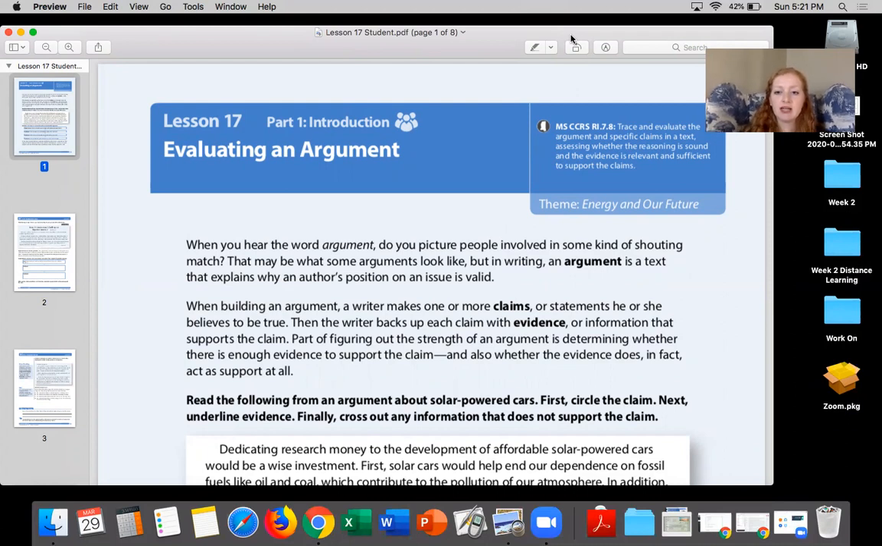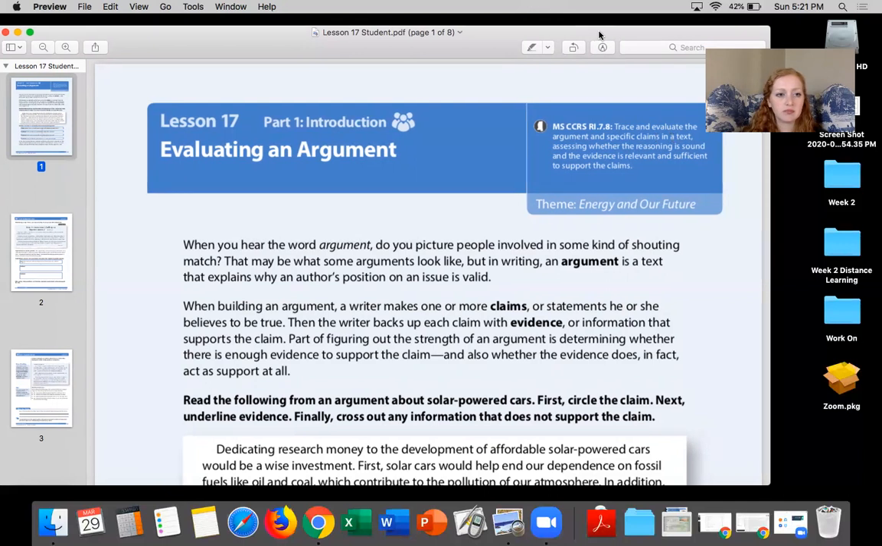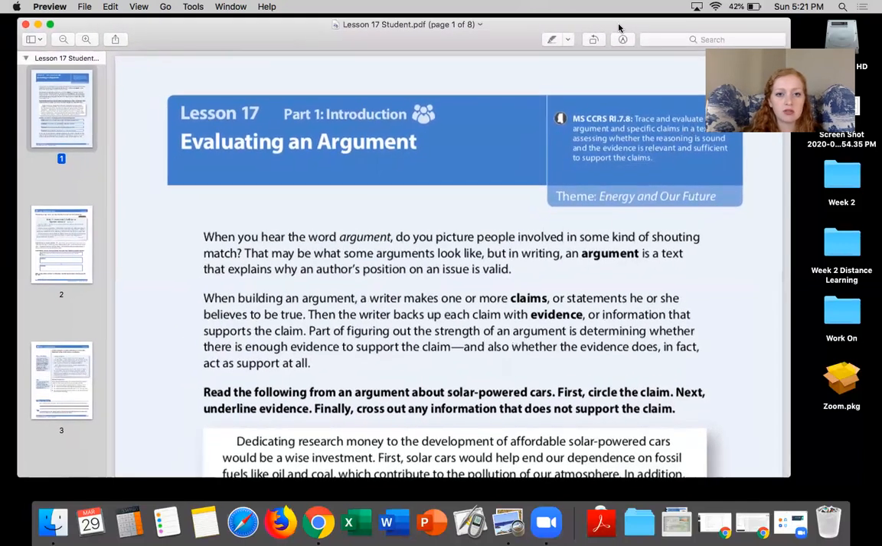All right, so if we're looking at this week's standard, it says trace and evaluate the argument and specific claims in a text, assessing whether the reasoning is sound and the evidence is relevant and sufficient to support the claims. Okay, I'm going to scoot this around a little bit.